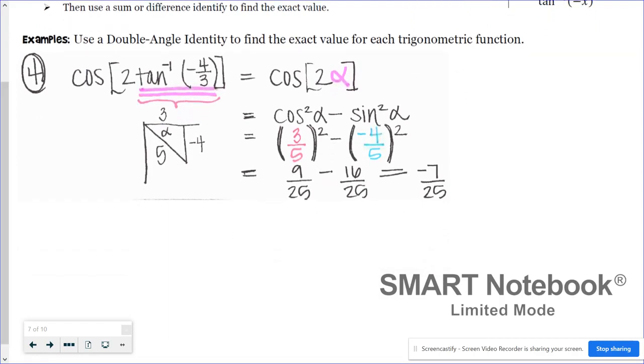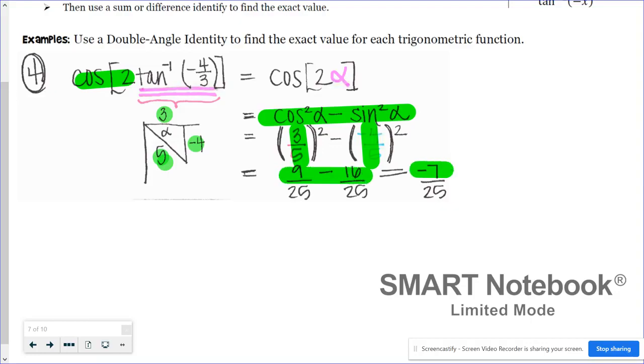I basically want to find cosine of 2 theta. Cosine of 2 theta has the formula cosine squared minus sine squared. From my reference triangle, I determine cosine because that's the adjacent over the hypotenuse, so 3/5, and I'm going to square it. Sine is negative 4/5, and I'm going to square it. And that's what I'm doing in the very next step. 3/5 squared is 9/25. Negative 4/5 squared is 16/25. And then I can finally subtract. 9 minus 16 is negative 7, and this is all over 25.